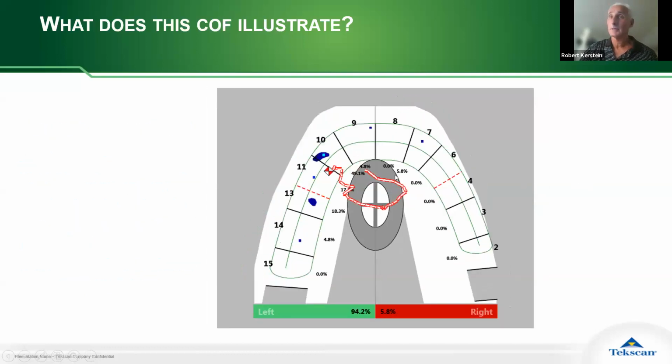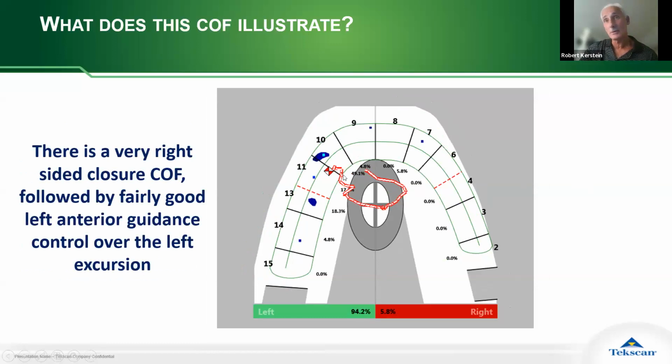This one has a very right-sided closure COF. So here the patient's biting down, and they end up here at MIP, and then they go to the left, and they have decent anterior guidance, but notice how they jog, right? So this piece of it is a balancing contact that comes up in the middle of the excursion, somewhere over here. But see how it jogs, which means that the back teeth stay in play, even though there's anterior guidance. Right? Fairly good left anterior guidance control. Not great left anterior guidance control. If it was great, it would just go like that.